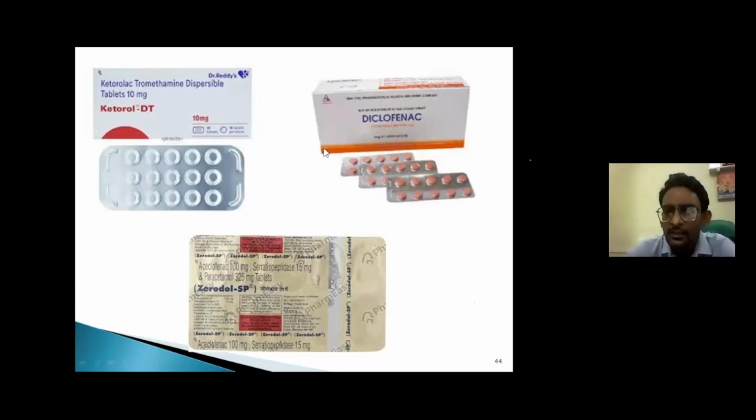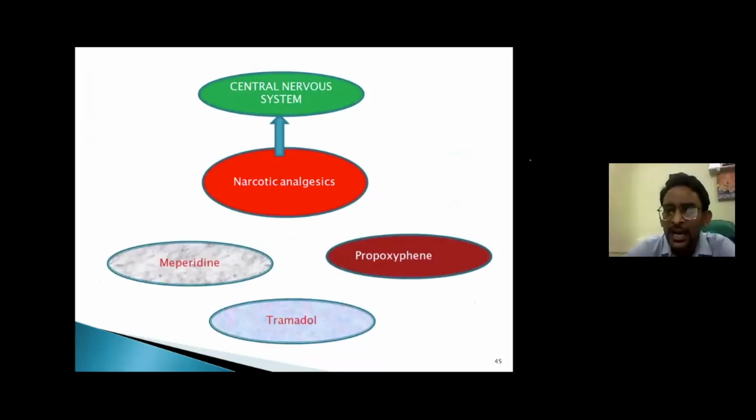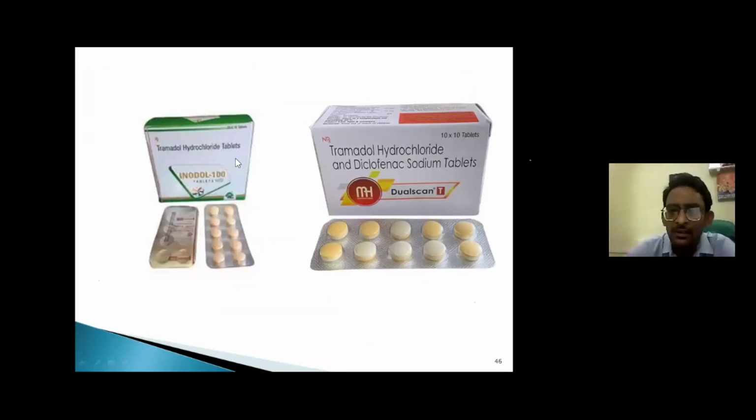Then there are other narcotic analgesics which we can give in case of severe pain where the patient cannot tolerate the pain. They basically act directly on the central nervous system. Examples of narcotic analgesics are meperidine, tramadol, and propoxyphene. These are the clinical photographs of tramadol and diclofenac sodium in combination.